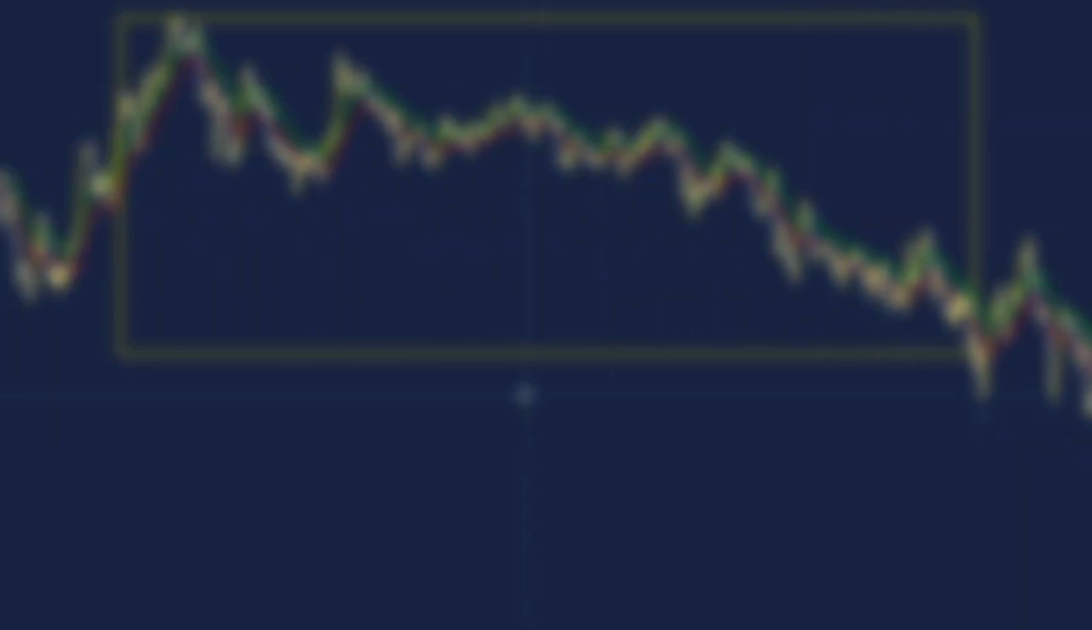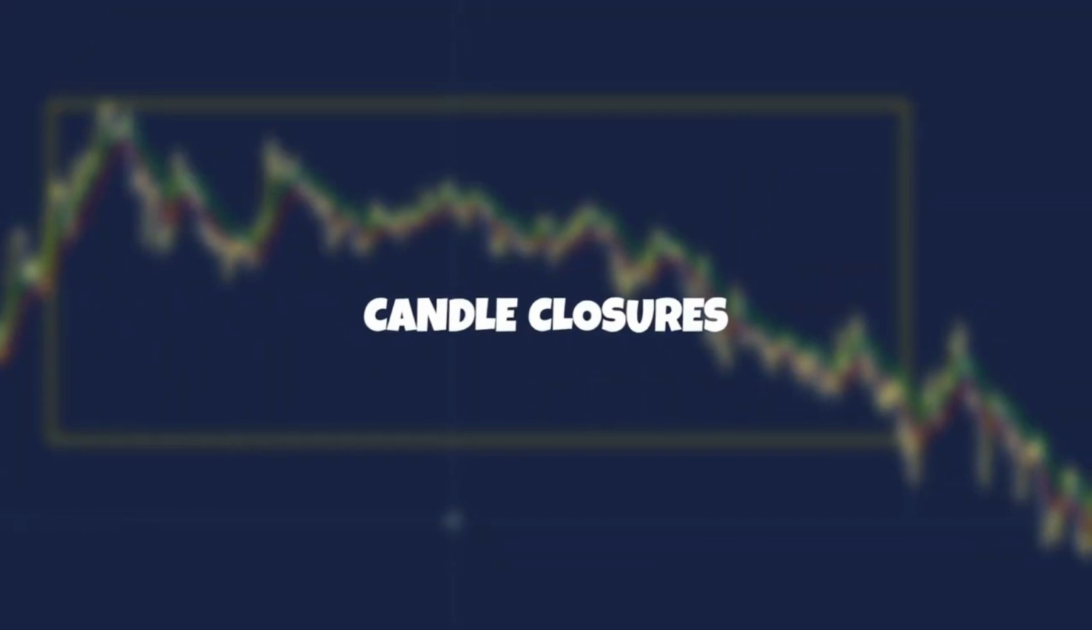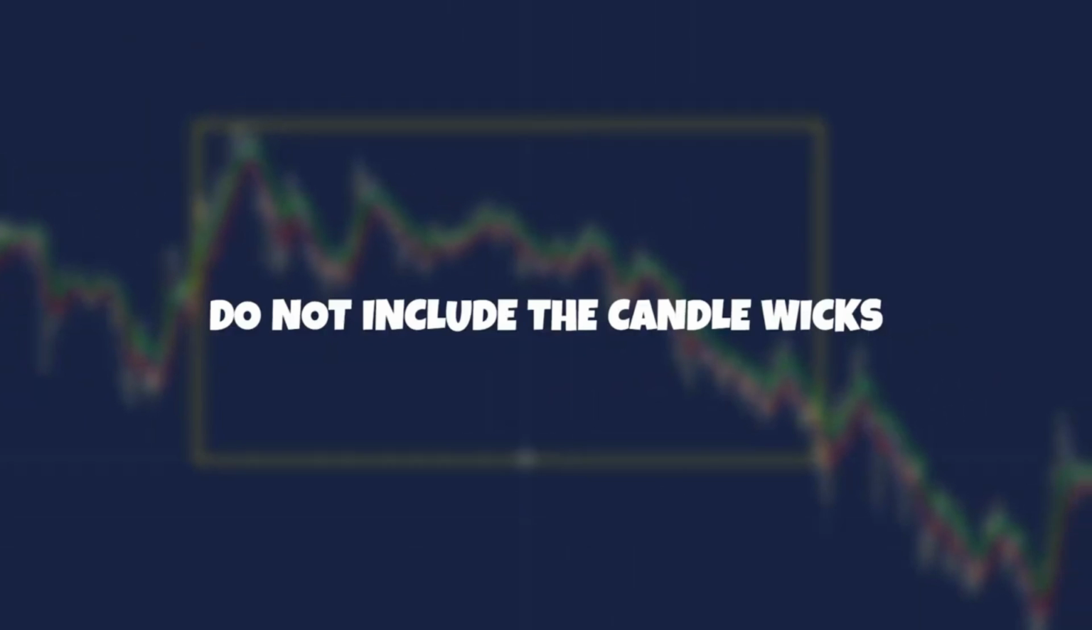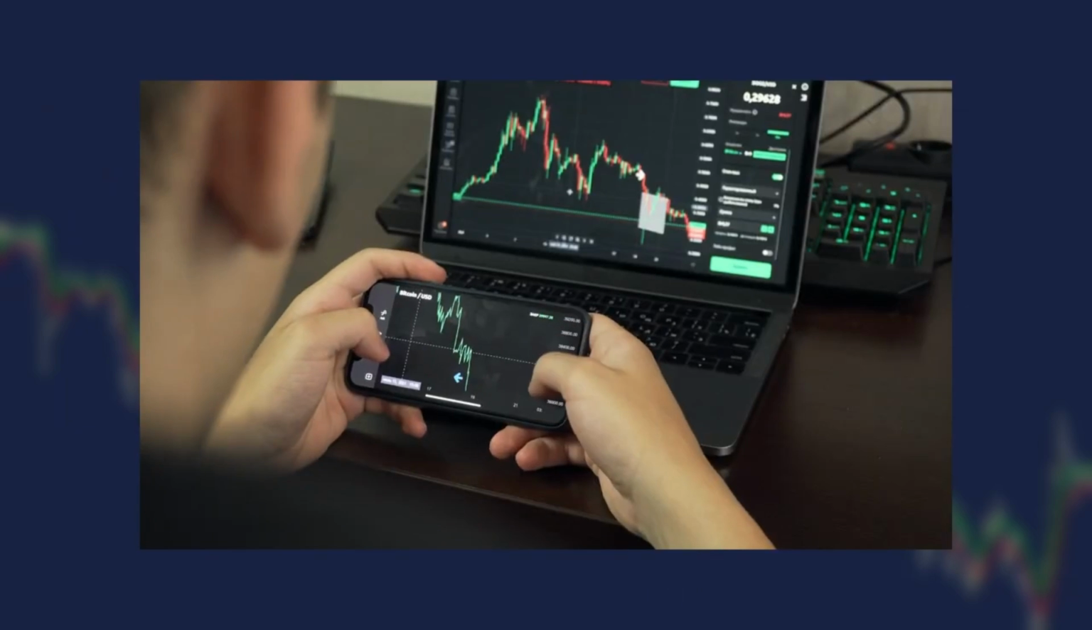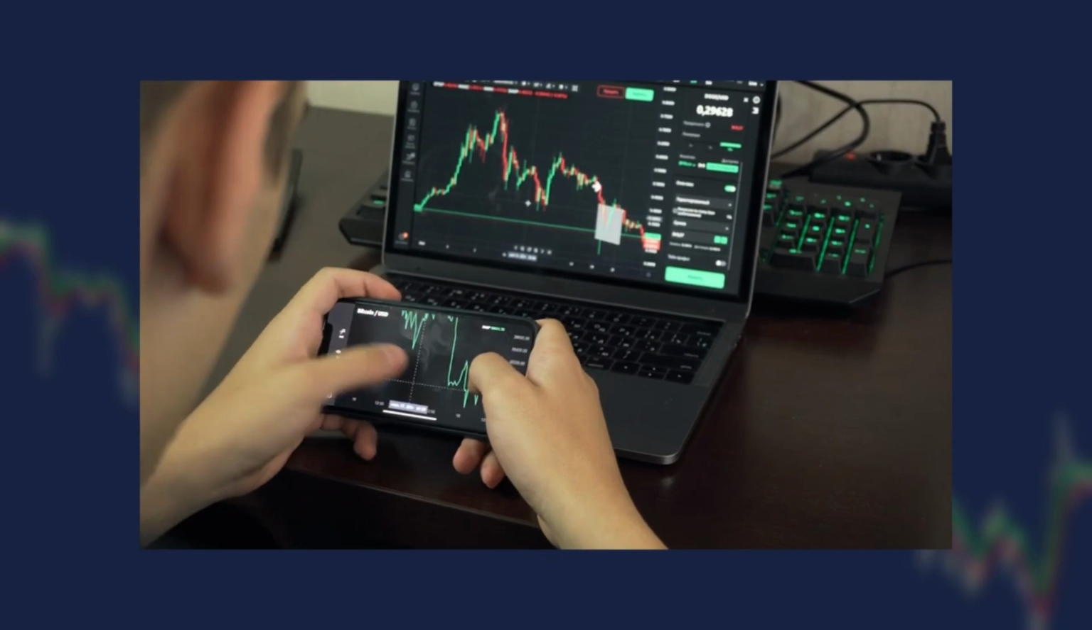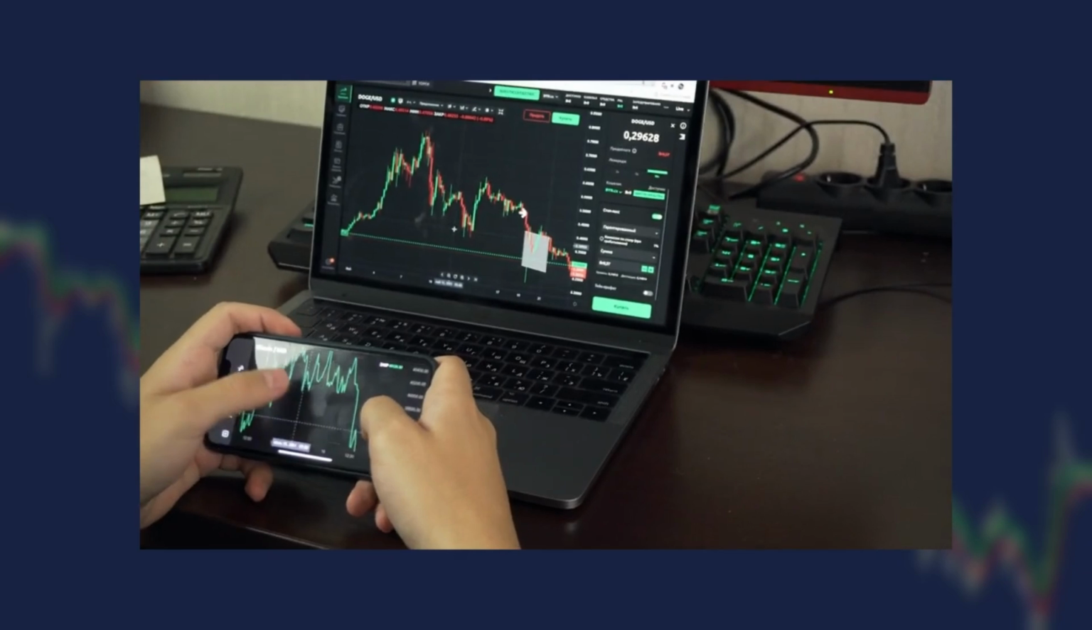It's important to know that we will only be working with candle closures during this strategy, so when drawing the box, do not include the candle wicks for the highs and lows, only solid candles. After the box time frame has ended, the London session will begin, and we can now look to take our trades. But how do we do this?